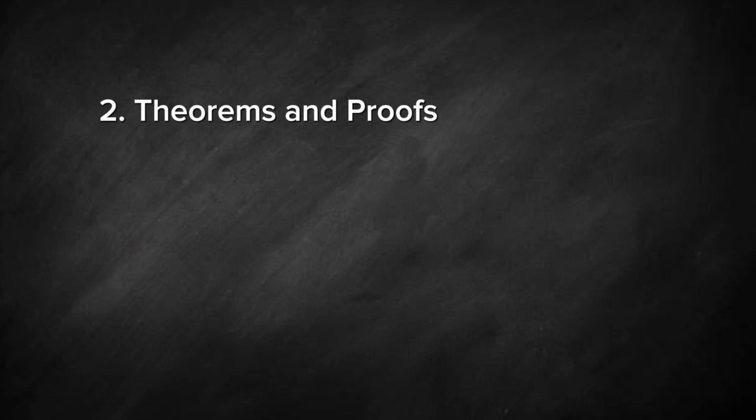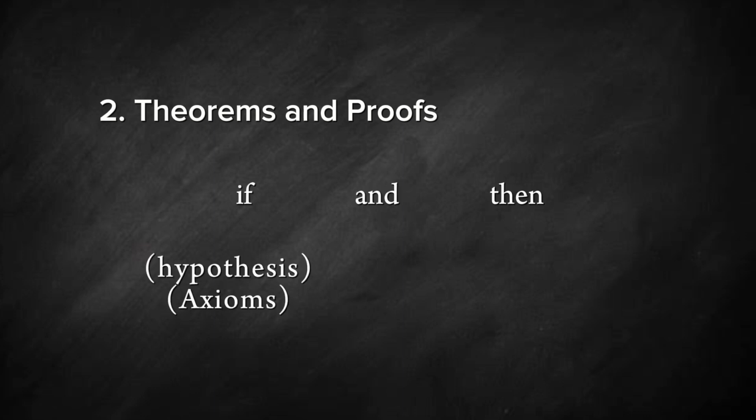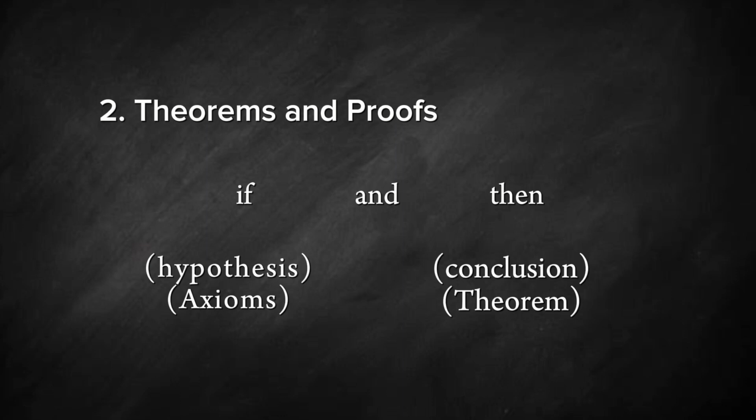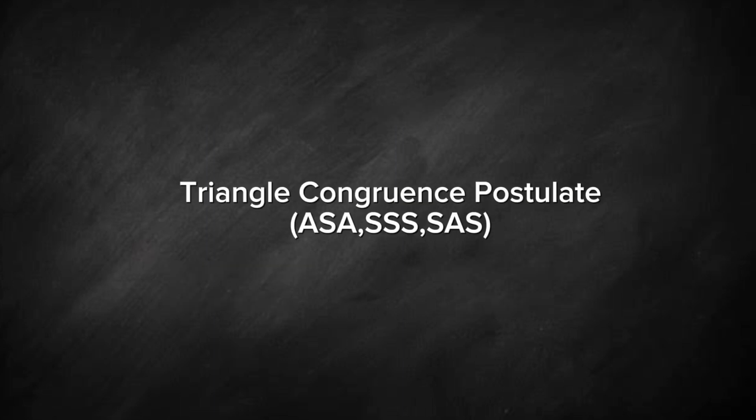All mathematical theorems are conditional statements with if and then statements, where if is the hypothesis and then is the conclusion, whereas the axioms are the hypothesis and the theorem is the conclusion. Proving triangle congruence is an example of theorems and proofs in reasoning.